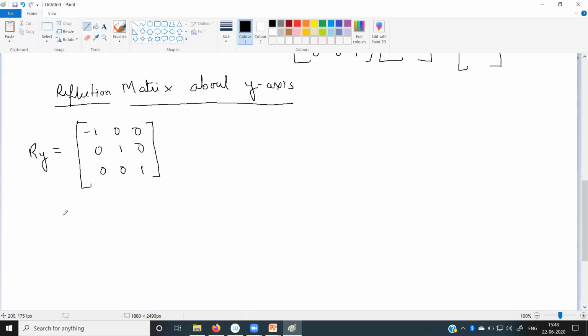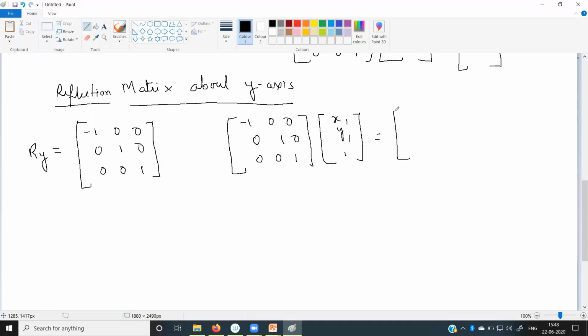Okay. Now, the same thing, if you perform the multiplication of this reflection matrix with any point set. I am just showing you one example, one instance. Minus 1 0 0, 0 1 0, 0 0 1, and if you multiply it with x1, y1, 1, you can see minus 1 into x1, so ultimately the answer will be minus x1. Next one is y1, and the last one is 1. Okay. So this is the answer. So you can see the point is converted. The point which belongs to the first quadrant will now be converted to a point of the second quadrant.